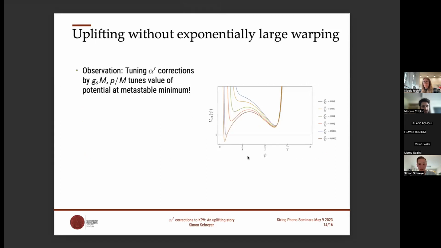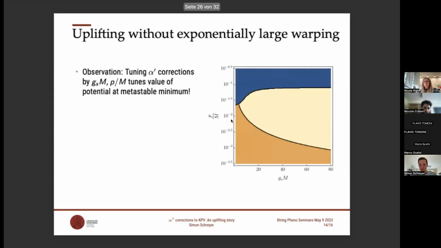As a last slide, I want to discuss this new way of uplifting that we also propose in this paper. We have already seen this plot a couple of times now, and I already said that by tuning the alpha prime corrections, one can tune the value of the KPV potential at the minimum from negative to 0 and to positive values. This is a new effect.